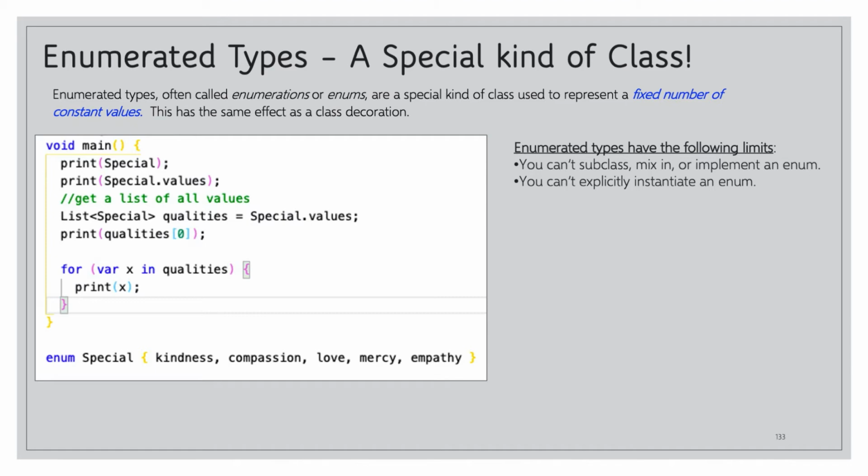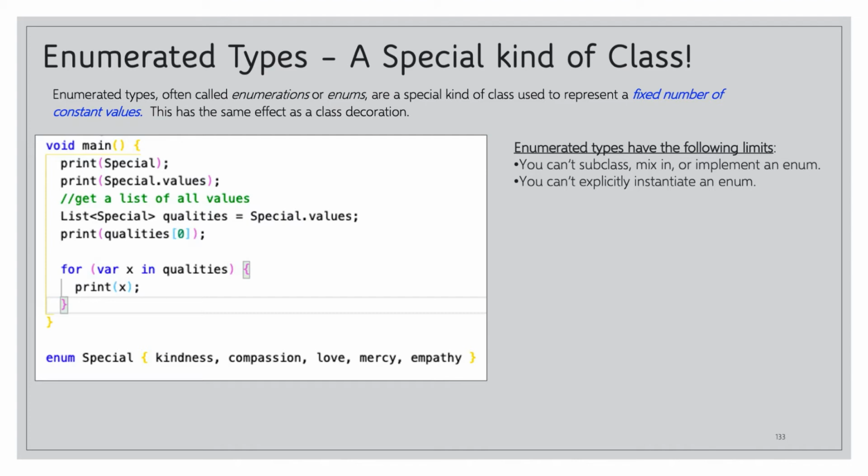They have the following limits. You can't subclass, mixin, or implement an enum. You can't explicitly instantiate an enum. So let's take a look. Here we have our main function. The very last line of code here is our enum. We call it Special. And inside we have several members. We have kindness, compassion, love, mercy, empathy.